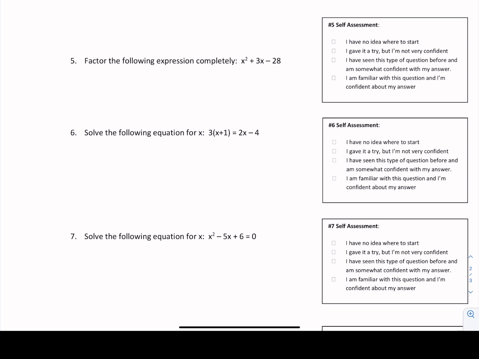Question number 5 has a different set of instructions for us here. We are asking you to factor the following expression completely. This looks like it's been simplified already. You've got x squared plus 3x minus 28, and that's true. It's in simplified form. Factored form means we want to take something and break it up into two multiples, or into multiples. So we want to kind of reverse that FOIL process.